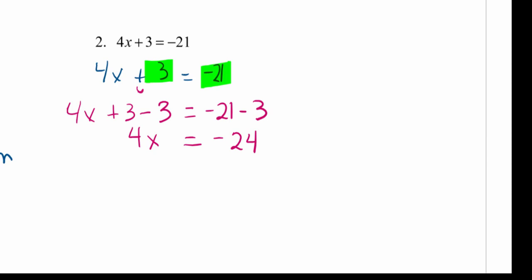Now we look at the coefficient of x. It's a 4. We need to get that to be a 1. So we're going to divide both sides by 4. That's our division property, right? And so now here we get 1x or x equals negative 24 divided by 4, which is a negative 6. So negative 6 is our solution.